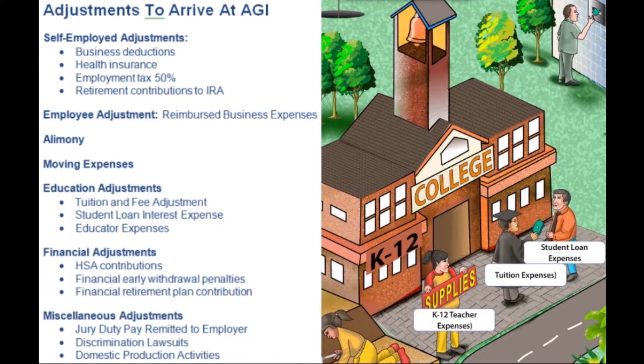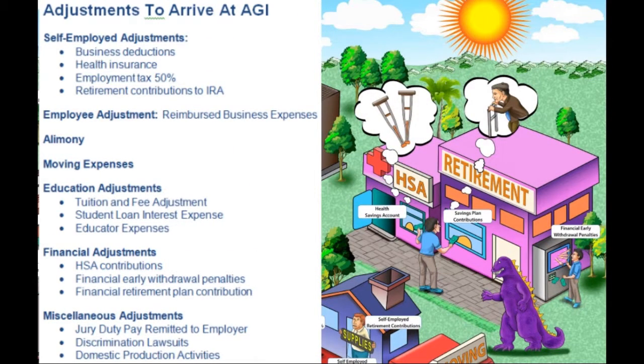Education expenses, we put those in three items in this category: tuition and fee expenses adjustment, student loan interest expense adjustment, and educator expenses. So that's where you're a teacher, not a student. Those are the three education categories, potentially adjustments to AGI. Financial adjustments, there's HSA contributions, financial early withdrawal penalties, and financial retirement plan contributions. So again, remember, all these are money coming out of your pocket, and they could therefore reduce your income and reduce your tax payable. Okay, that's the big picture.